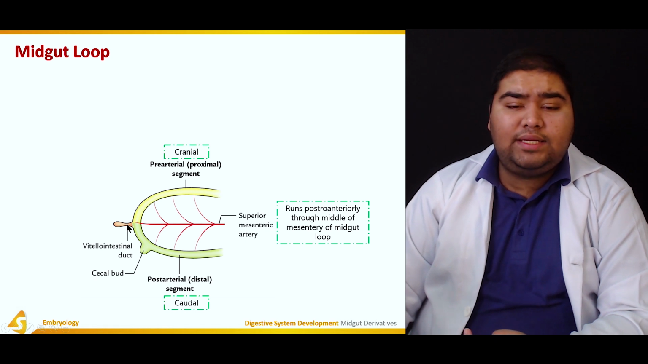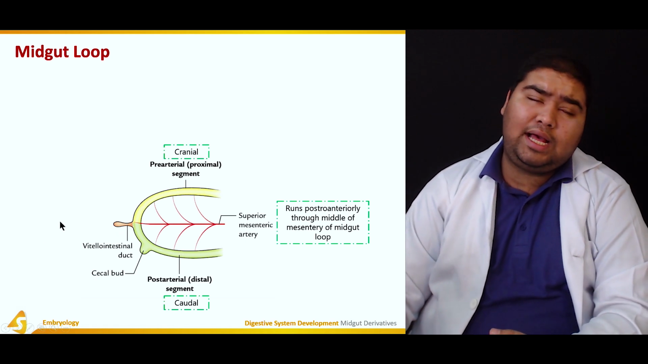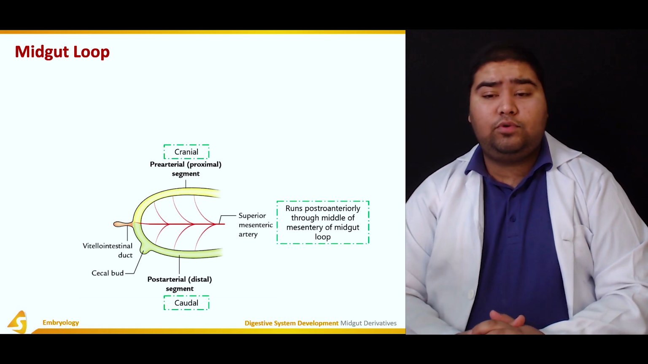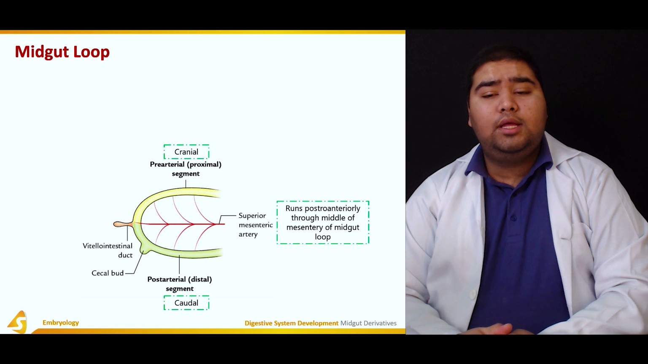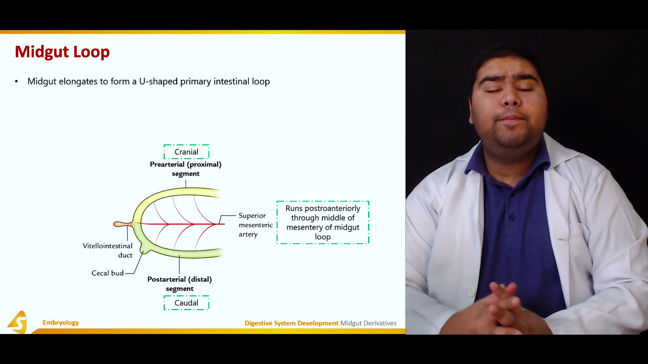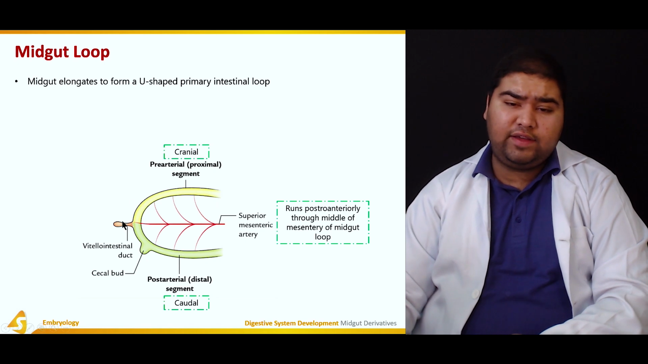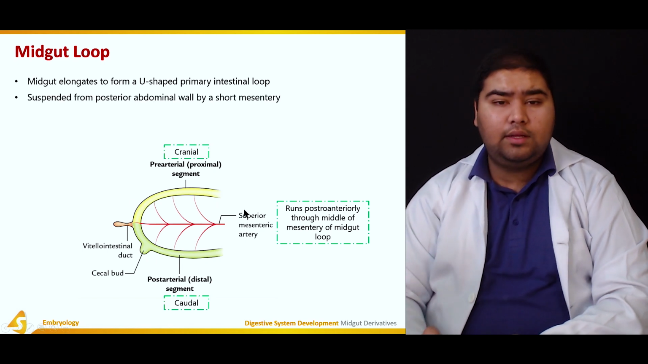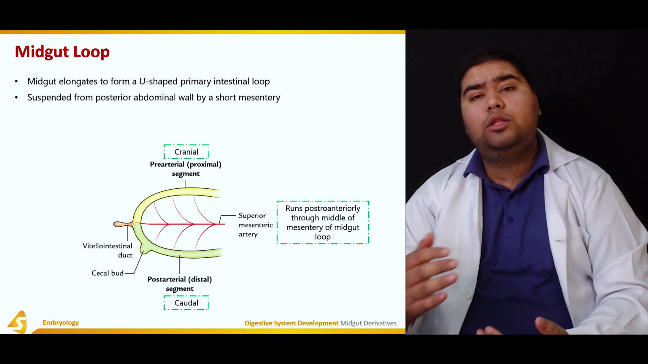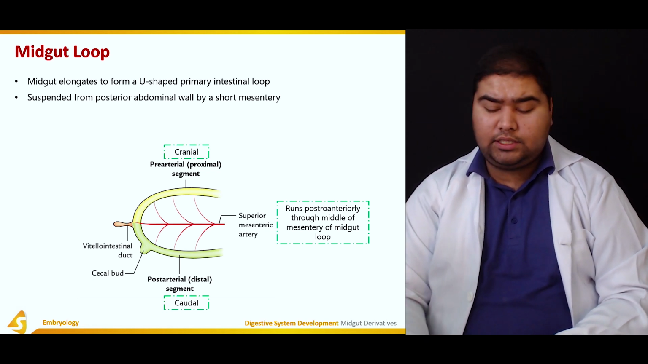And this is the vitello-intestinal duct, which is the remnant of a communication between the midgut and the yolk sac. The superior mesenteric artery runs postero-anteriorly through the middle of the mesentery of the midgut loop. The midgut loop elongates to form a U-shaped primary intestinal loop. Here you can see in the figure a U-shaped loop has been formed. It is suspended from the posterior abdominal wall by a short mesentery.